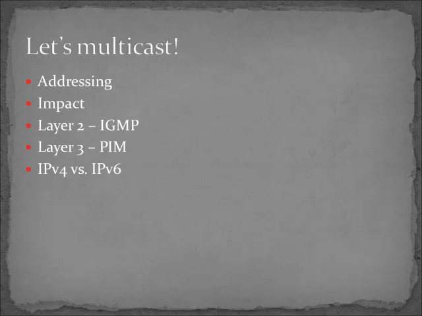So let's multicast. When we do a little bit of multicasting, we have a couple of things to consider. We're going to start with addressing, but then there is the whole idea of what multicasting does to your network. Where do we use it? Things of that sort. Multicasting for most network administrators, particularly when we're talking about a routed topology, is a pain. And then there are differences between IP version 4 and IP version 6. So let's tackle addressing first.